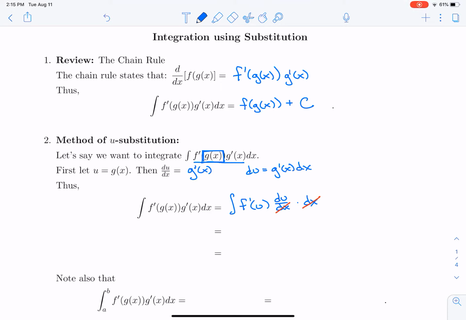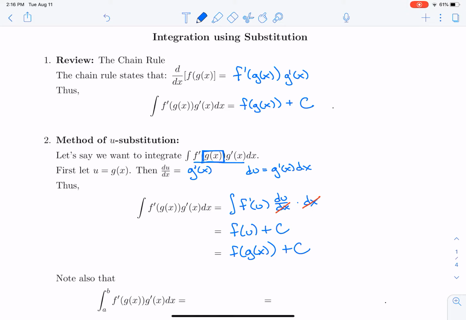Okay, so what is the antiderivative of f prime of u? Well, that should just be f of u plus some arbitrary constant c. And then you'll see if we substitute in what u is, that becomes f of g of x plus c. And that's the answer that we were expecting.